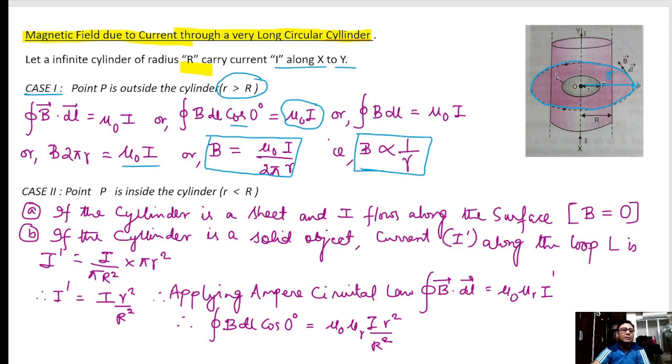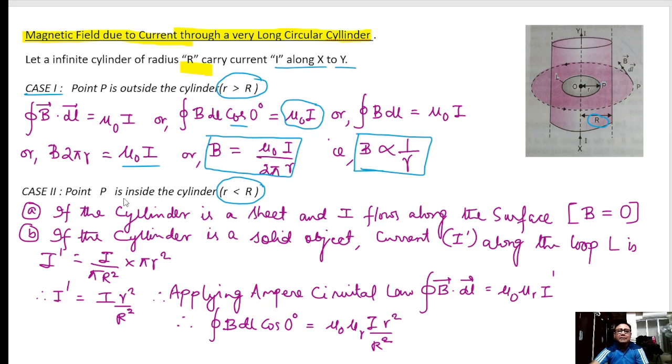Second, we will take a point which is inside. So let us see, r will be less than R. Here we are taking the point inside. And remember, R is the radius of the cylinder.